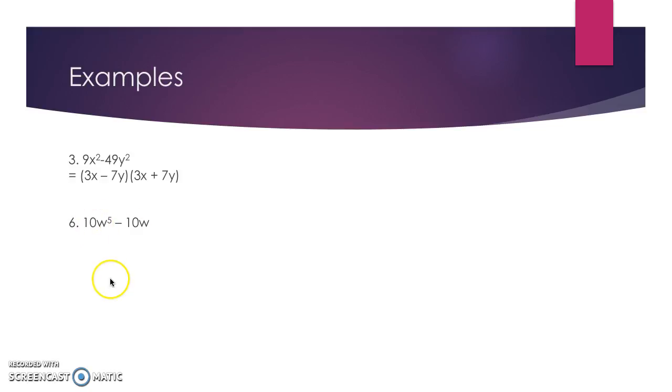Okay, so we factor out a 10w, and we take 10w to the fifth divided by 10w equals w to the fourth, and negative 10w divided by 10w equals negative 1.